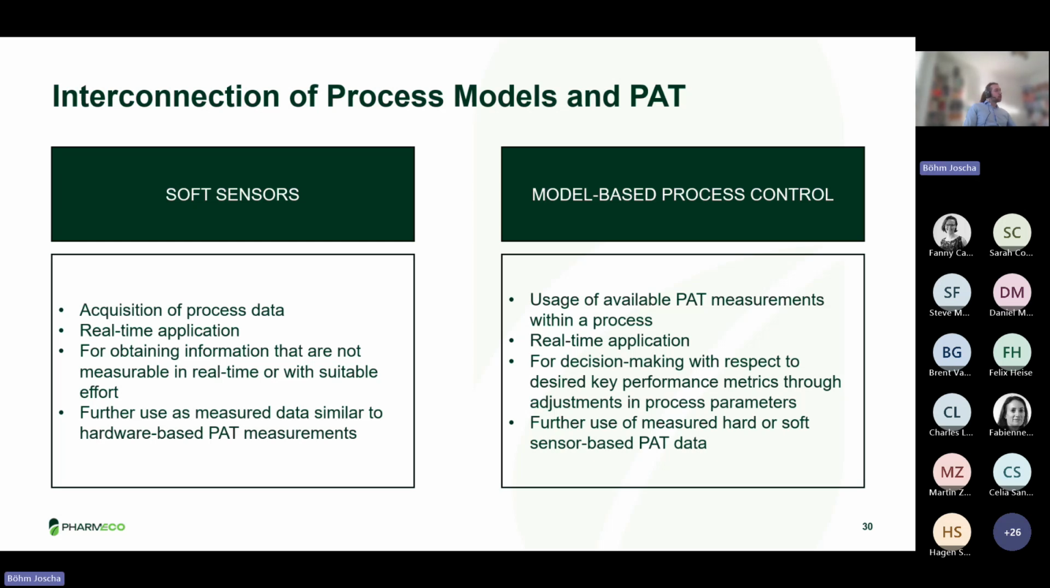And the information that we want to gather by soft sensors is essentially the information that either cannot be measured in real time or cannot be measured with suitable effort in real time. So if it's really expensive, for example, to measure these, then there's a trend to the soft sensors. If we have a look at the model-based process control, what we want to achieve here is to make decisions over adjustments in the process parameters that we use in our processes to achieve desired key performance metrics. Again, in this context, for example, to lower the water or the energy consumption that is used here.